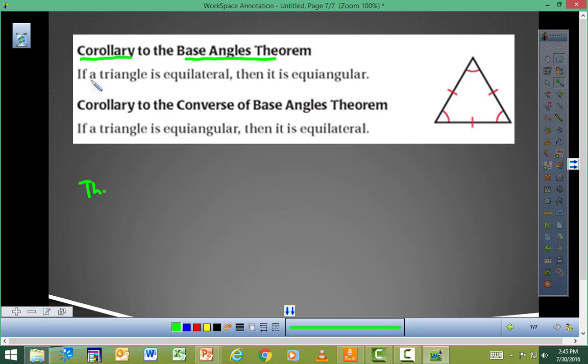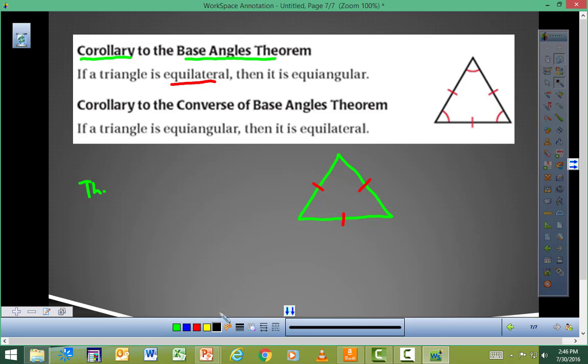So first, for example, we say that if a triangle is equilateral, then it's equiangular. Let me show you this in slow motion how it works. So we start off with an equilateral triangle, right? I'm going to do this in different colors. So we start off with equilateral. So we have this side is congruent to this side is congruent to this side. So that's how we start.